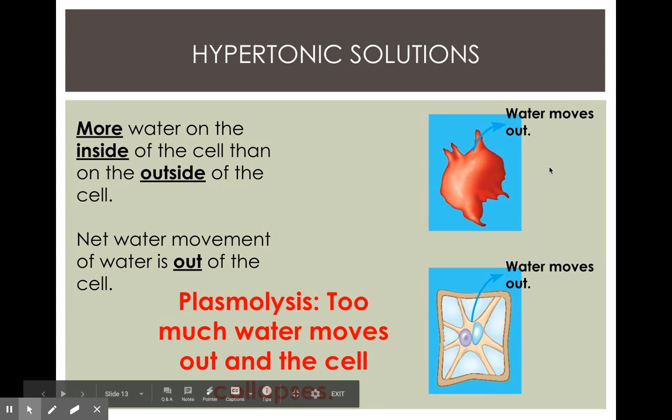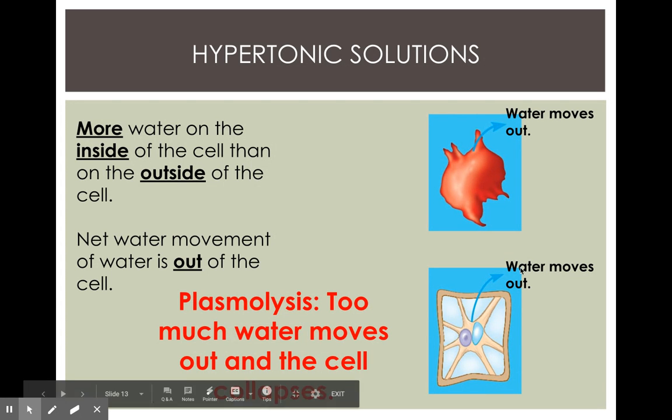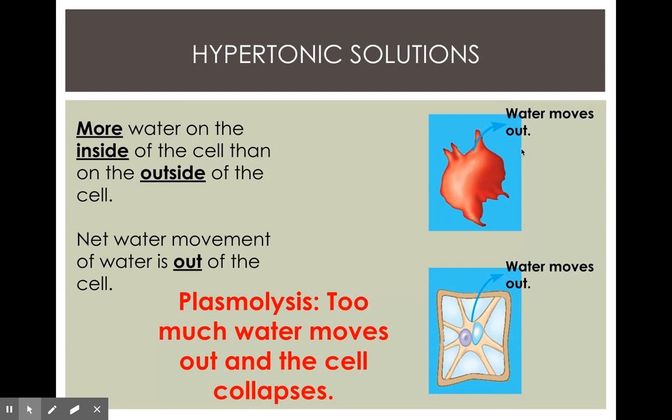There is a term for this, okay? Plasmolysis is when too much water moves out and the cell will collapse. Now, this won't necessarily happen to plant cells, but it will happen to animal cells if too much water leaves.